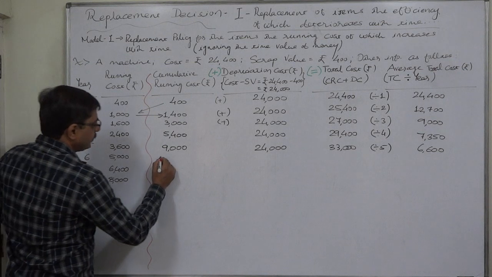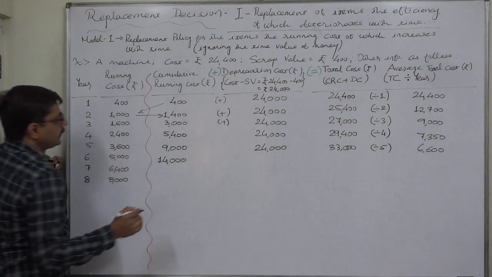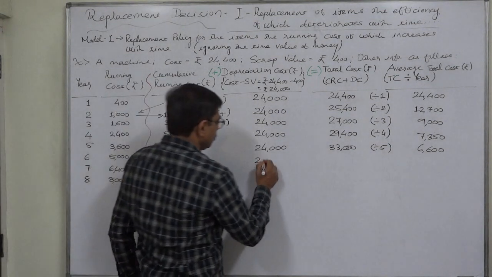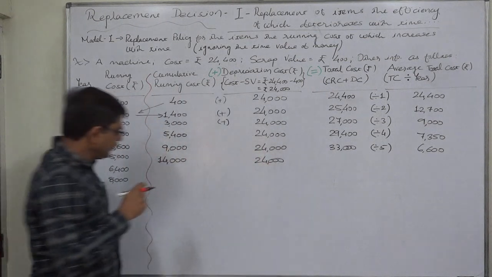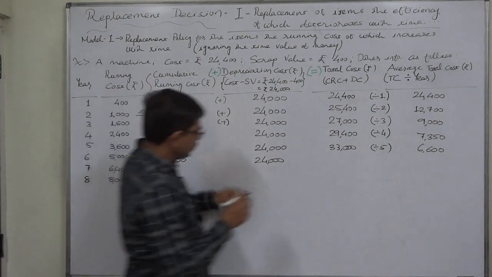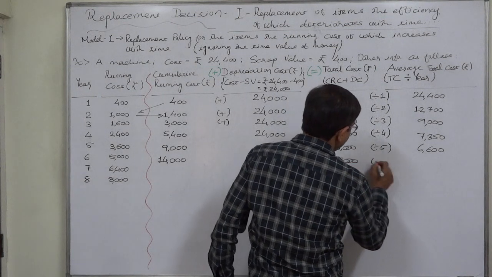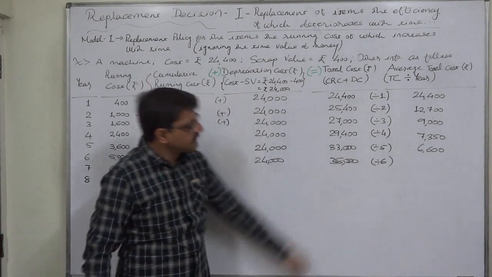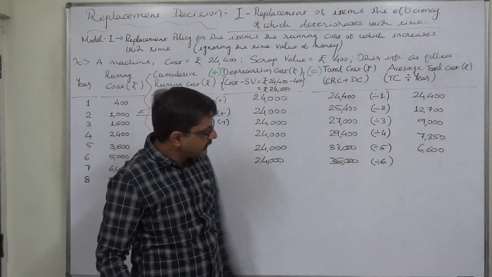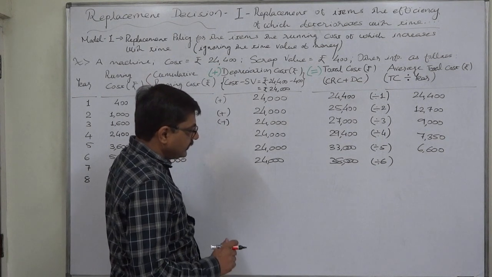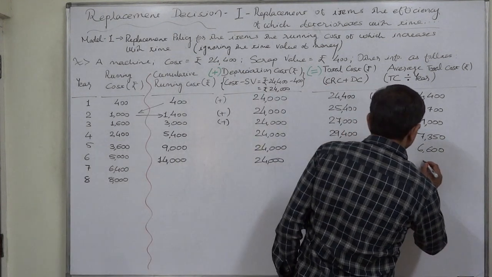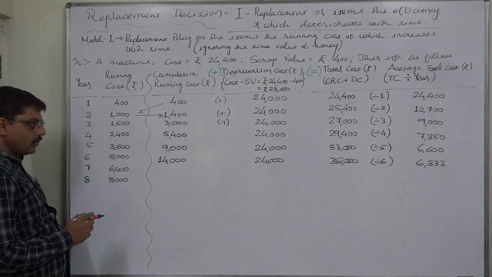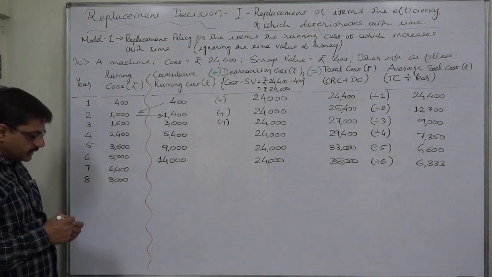Now 9,000 plus 5,000, cumulative running cost or total running cost for using the machine for 6 years comes to 14,000 plus constant depreciation cost 24 plus 14, 38,000 total cost divided by 6. 36,000 divided by 6 is 6,000 and remaining 2,000 divided by 6 is 333. So it comes to 6,333 like this. Okay, now see the important thing.